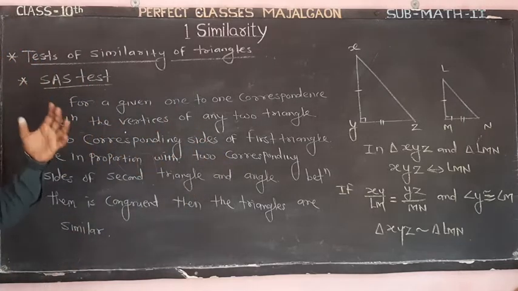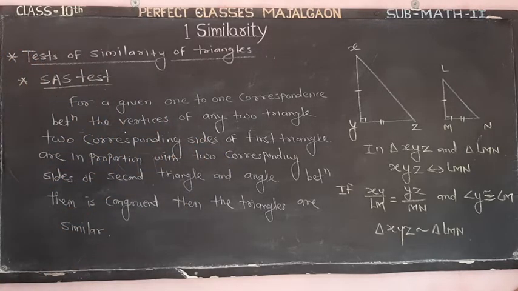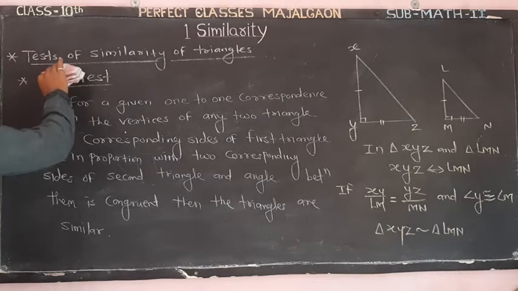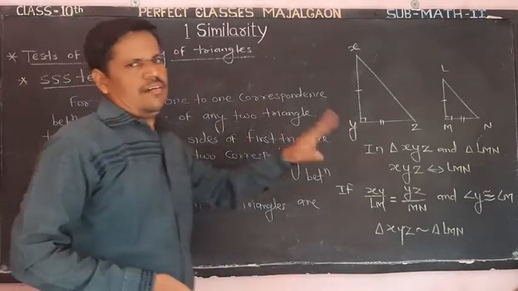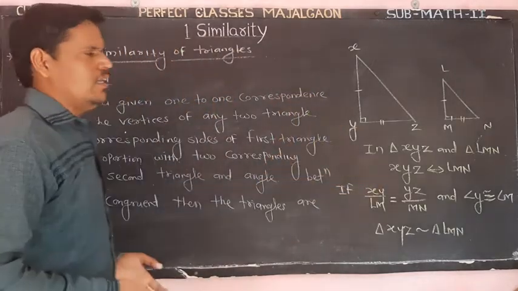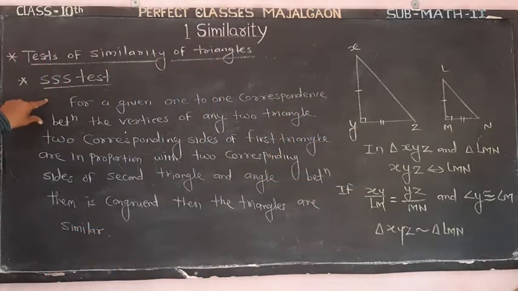Now we see the last test. The name of the test is SSS. It means side, side, side. When we read the name of the test, we better understand the test. From the name we understand SSS. It means that three corresponding sides of the first triangle are proportional to the three corresponding sides of the second triangle. Here the first sentence is as it is.